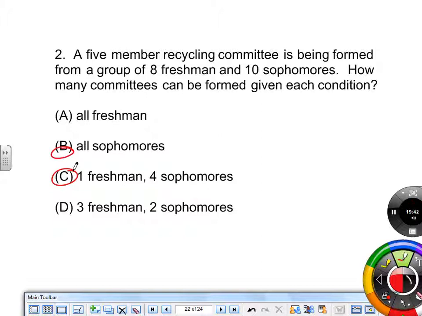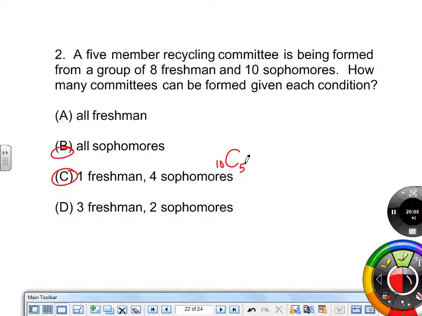Okay. If I'm building a group that's all sophomores, it's a combination because it's a committee, and 5 members are being picked, okay? If they've already said it's all sophomores, what's the total number of students I can choose from? 10, because there's only 10 sophomores. And how many people are going to be on my committee? Okay. And you would do that calculation.